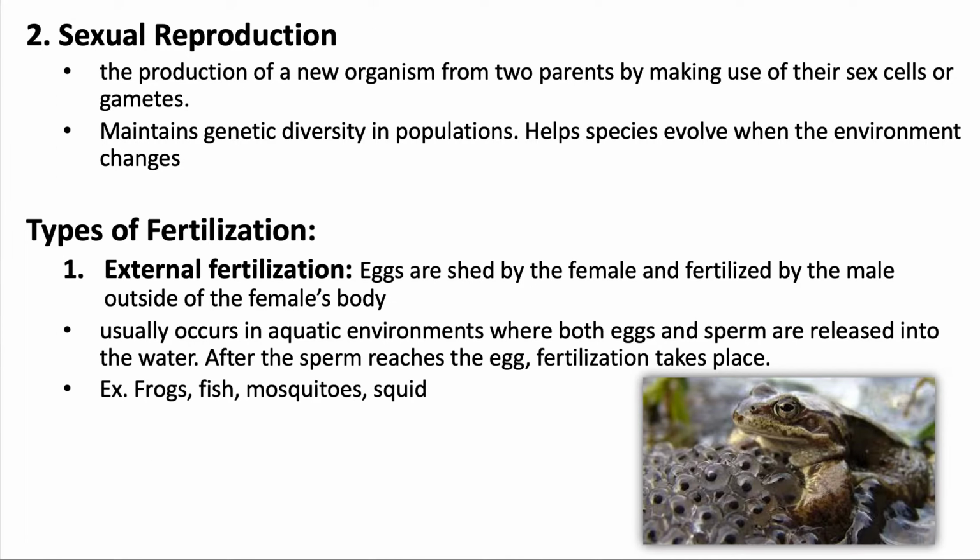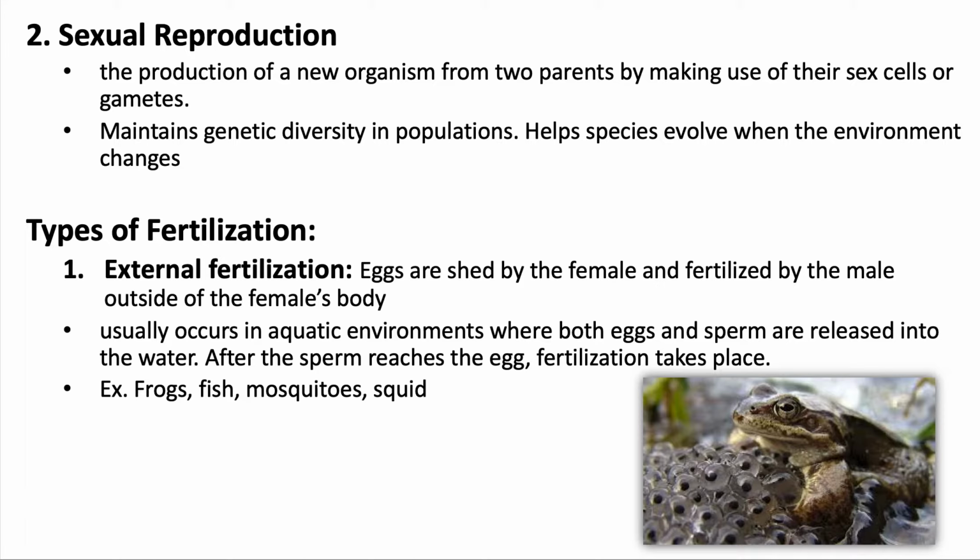All right. Next up is sexual reproduction. This is the production of a new organism from two parents by making use of their sex cells, which are their gametes. This will maintain genetic diversity in populations, and it will help species evolve when the environment changes. Right. Within sexual reproduction, there are different types of fertilization.